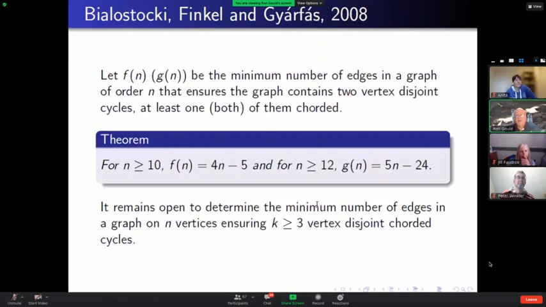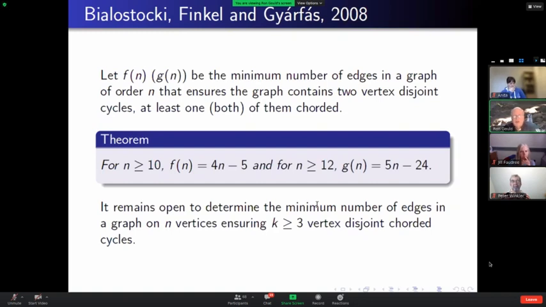All right, Bielostocki, Finkel, and Jarfas looked at another chorded cycle problem. They defined Fn to be the minimum number of edges in a graph of order n that ensures the graph contains 2 vertex disjoint cycles, at least one of them chorded. They also defined a Gn where both of them are chorded. And they were able to show for n at least 10, Fn is 4n minus 5, and for n at least 12, Gn is 5n minus 24.